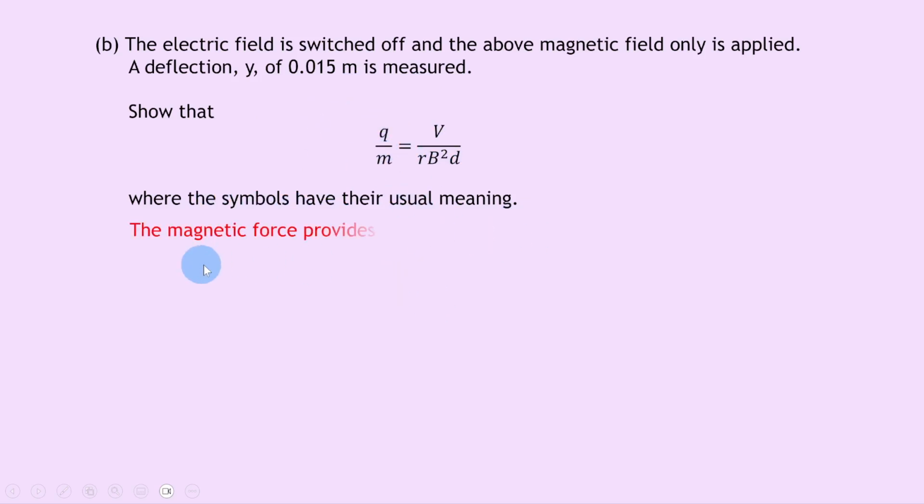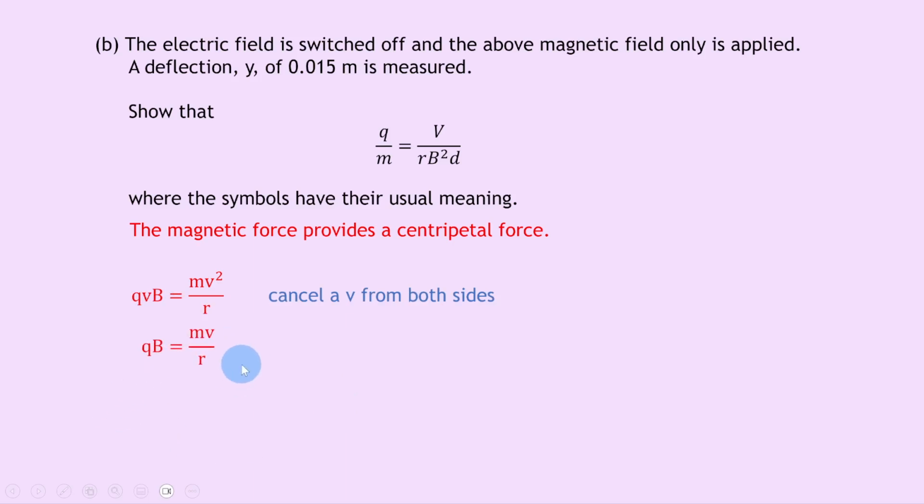We can start by saying that the magnetic force provides a centripetal force here. Equating the two expressions, we have qvB for the magnetic force equal to mv squared over r for the centripetal force. Here we can cancel a v from both sides to get qB equals mv over r. Then we can cross multiply, so you get qBr equal to mv, and then to get q over m on its own we divide both sides by the mass, so we end up with q over m equal to v over rB.